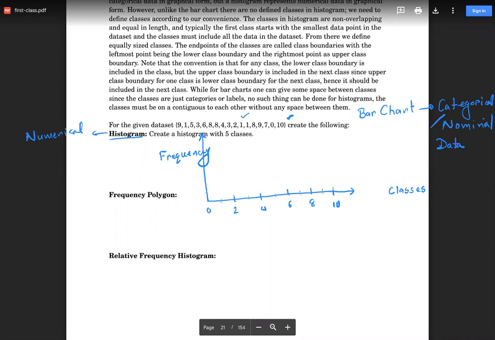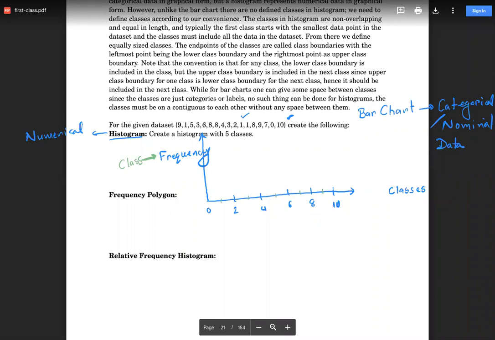Now, in each of these classes, how many data points belong? We need to find out. That's going to be your frequency. In each of these classes, how many data points belong? That is called your frequency, or also known as class frequencies. So sometimes you also call it class frequencies: the number of data points that belong in each class. So now let's go ahead and do that for our calculation.